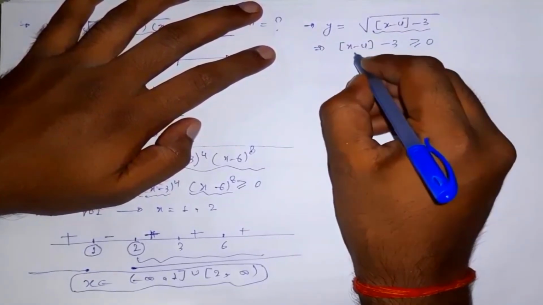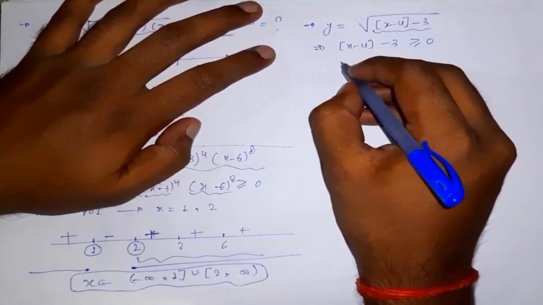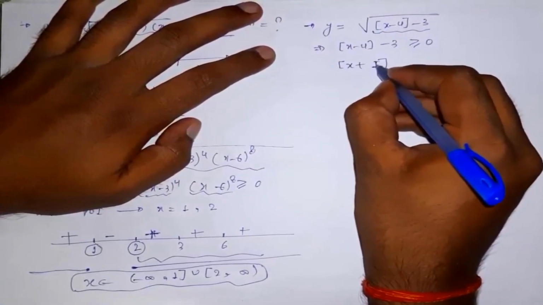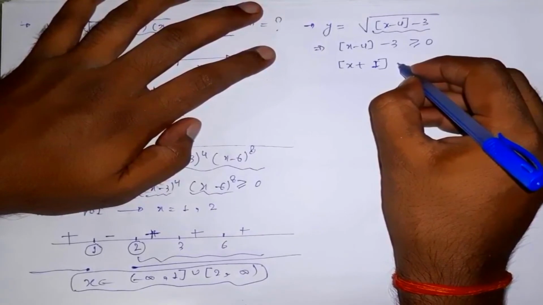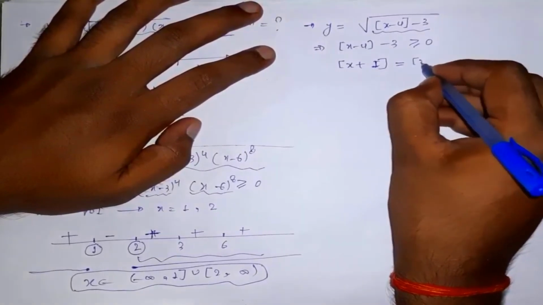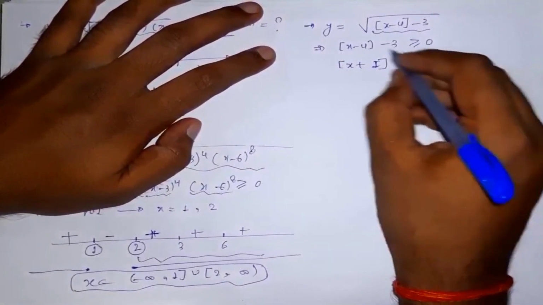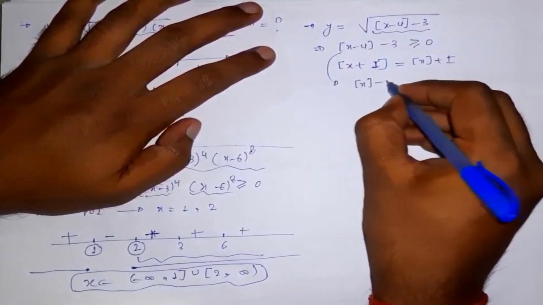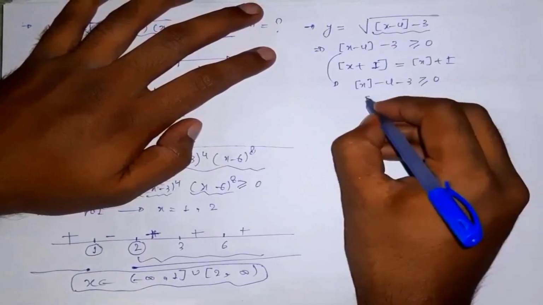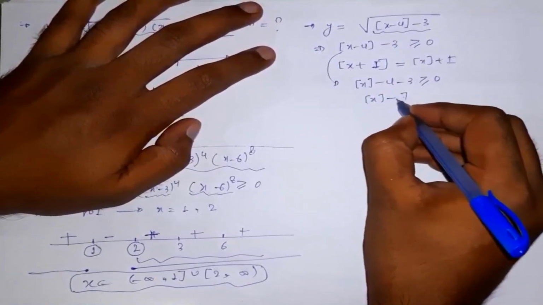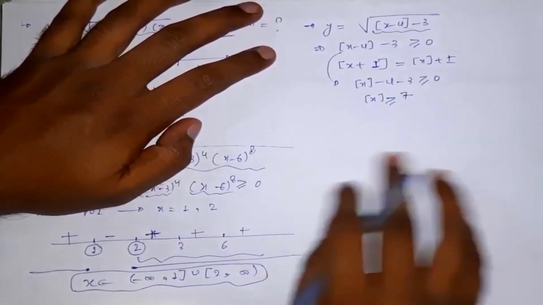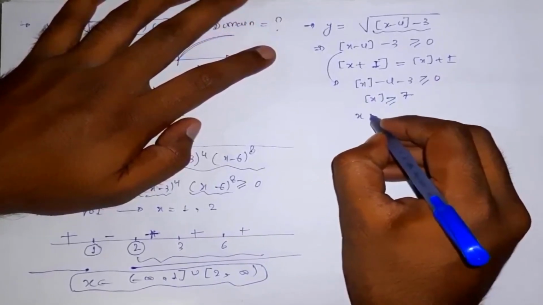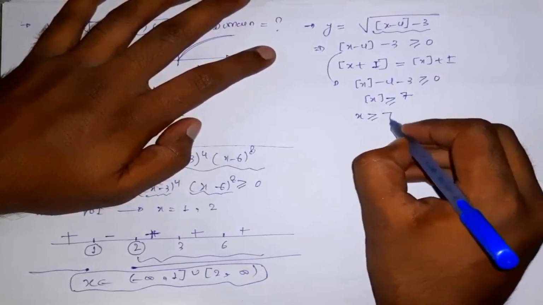That means we know the property of integral function. If it is given like integral part of x plus I, and if I is an integer, then I will come out simply like this, integral part of x plus I. So here 4 is an integer. So what we will do, integral part of x minus 4 minus 3 greater than or equal to 0. Integral part of x greater than or equal to 7.